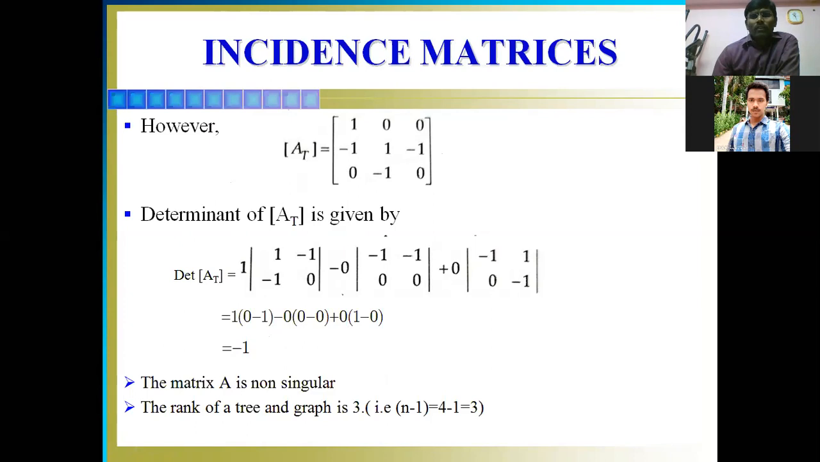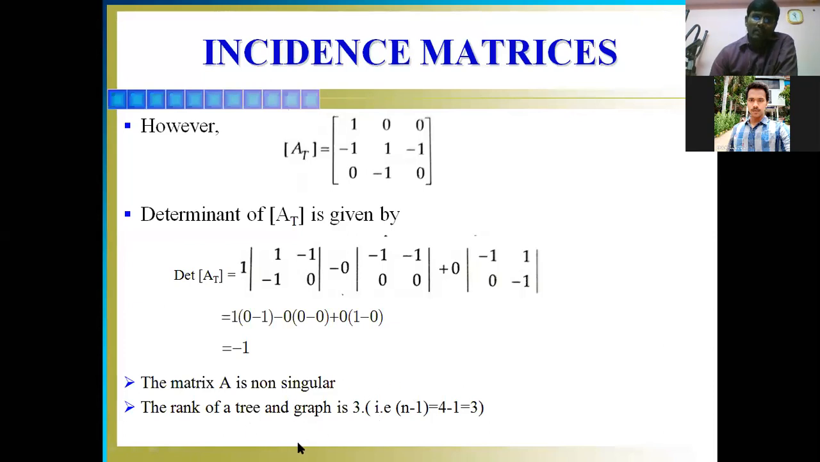So therefore, you can't get an inverse matrix. Therefore, you can't get a solution of that matrix if its determinant is equal to 0. Is it right? Okay. So therefore, here the rank of the matrix is n minus 1, which is equal to 3.